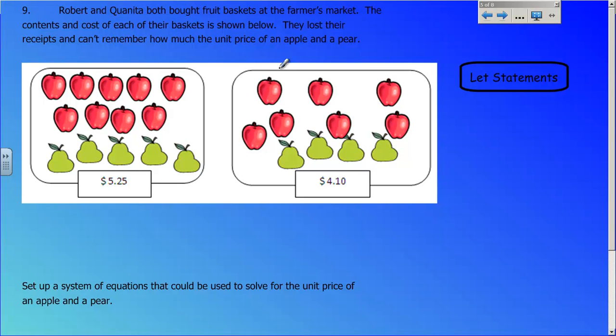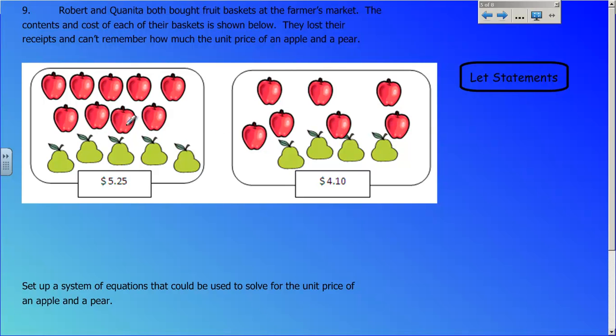So now let's just talk about how to set up a system of equations. You're going to go from a word problem. We're going to write let statements, which means we're going to identify what our variables are, and we're going to write the equations. We are going to do nothing else, just write them down. So this problem, we have Robert and Quinita both bought fruit baskets at the farmer's market. The contents and cost of each of their baskets is shown below. They lost their receipts, can't remember how much the unit price of an apple and a pear is. So they want to find out how much is one apple and one pear.